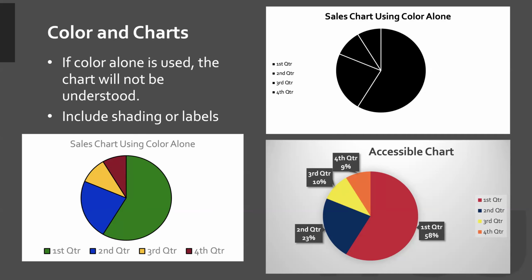So right below in the bottom right corner, I have an accessible chart, which uses color and text, and additionally adds the percentages for all of the different quarters. So it uses red for the first quarter with 58% listed, orange for the fourth quarter with 9% listed, third quarter is 10% in yellow, and the second quarter is blue with 23%. So that conveys the meaning to users. And if somebody was using a screen reader, they would have that identifying information along with the section of the pie chart. So that would be an accessible way to create that chart.